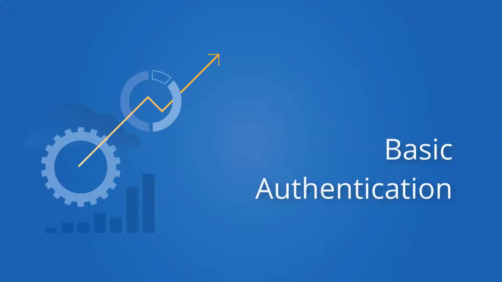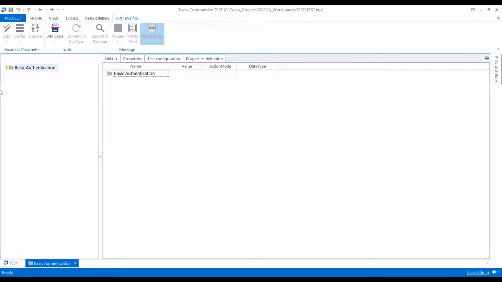I'll explain how basic authentication works in case of API scan. So let's switch to Tosca. Here I'll start API scan first.